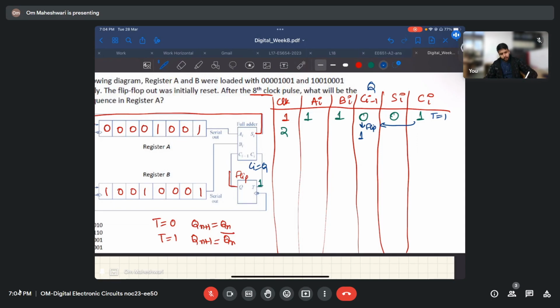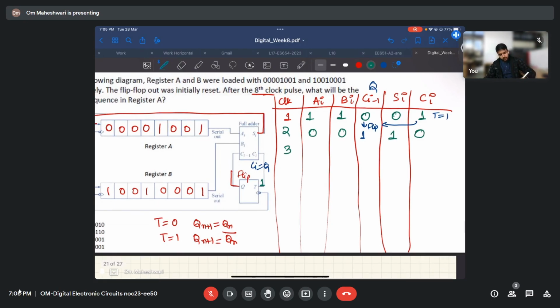Okay, so we know what CI is now. Next, we will have 0 and 0 as the input here, right? The 1s are already gone, and this 0 and 0 will come now. So 0, 0, and CI is 1. The sum is 1 with carry 0.